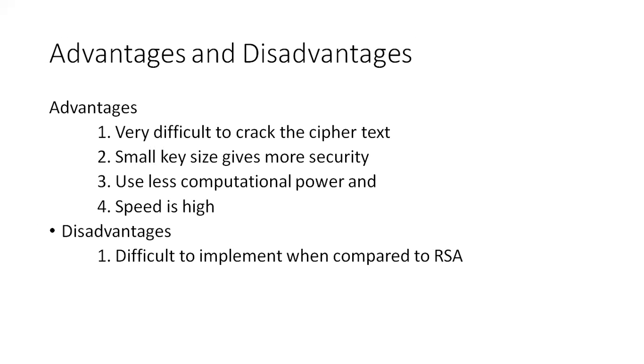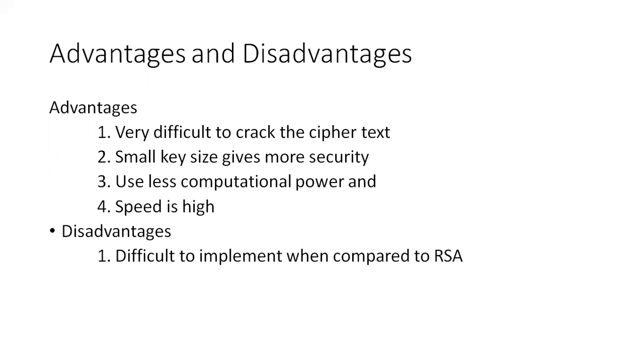What are the advantages and disadvantages of ECC? The first one is that the key generated in the case of ECC is very difficult to crack because it utilizes the property of the elliptic curve, whereas the RSA algorithm is designed with a simple principle of prime factorization. Small key size gives more security, and the computational resources utilized by the ECC algorithm are much lesser. So that's why it's considered a very powerful and also very popular algorithm.